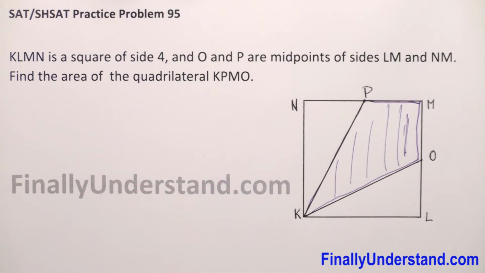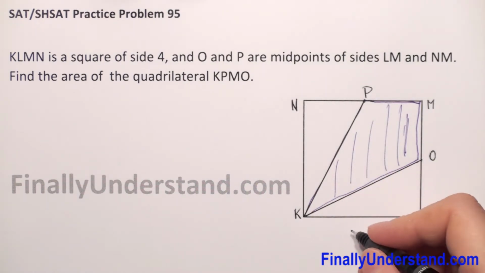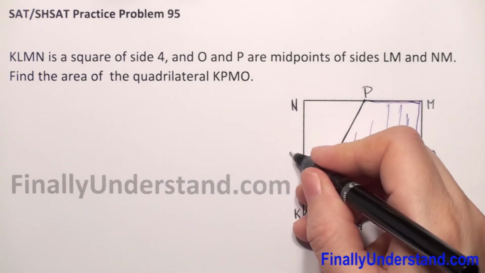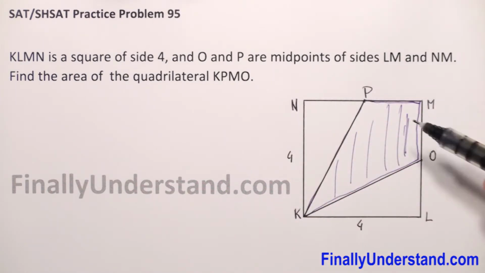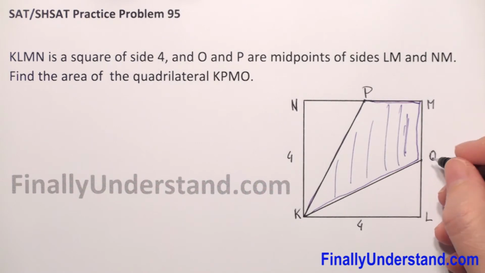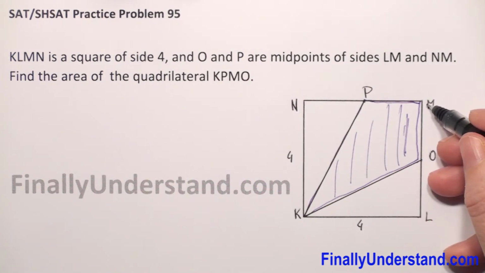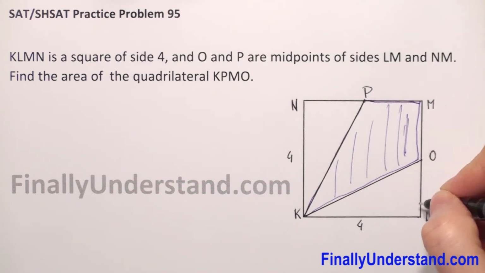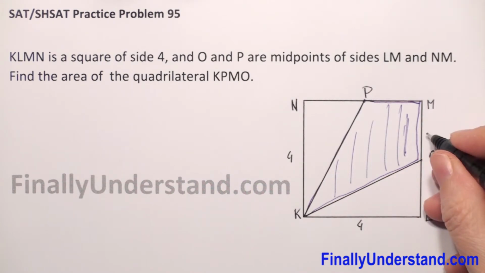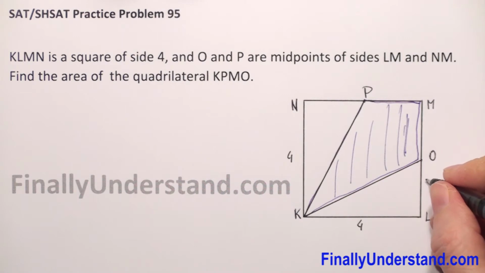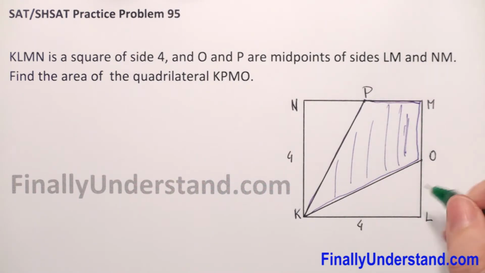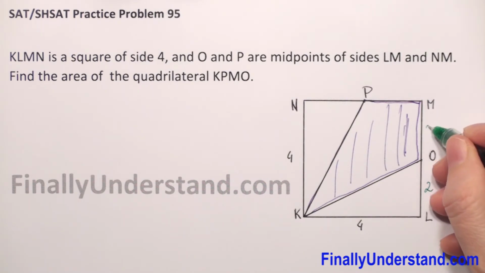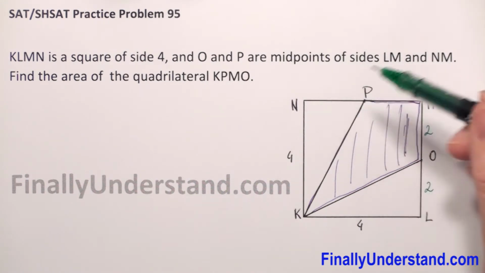We know that we are given a square and the side is 4. So we have here 4 and 4. What else? We have that P and O are midpoints. Midpoint means that point O divides side LM into 2 equal parts. So 4 divided by 2 equal parts will be 2. The segment LO is 2 and OM is also 2. The same will be with segment NM.